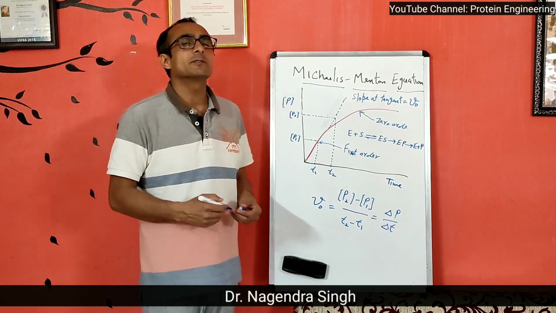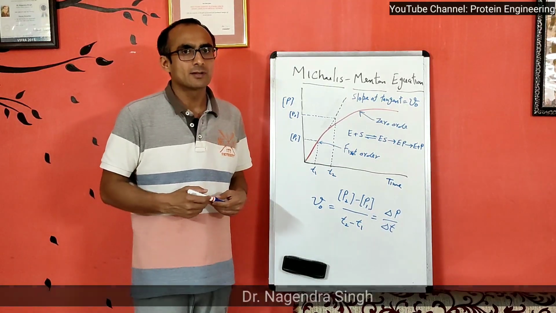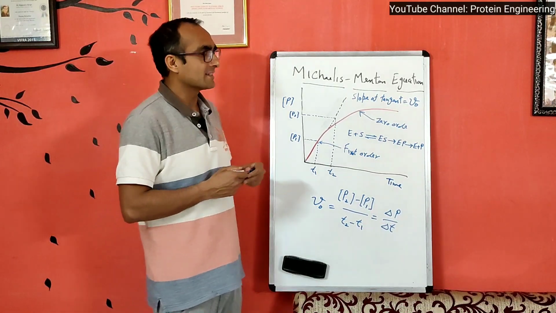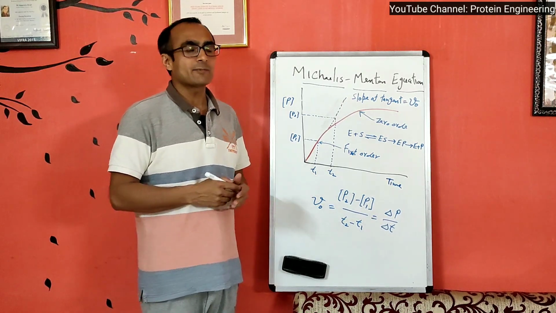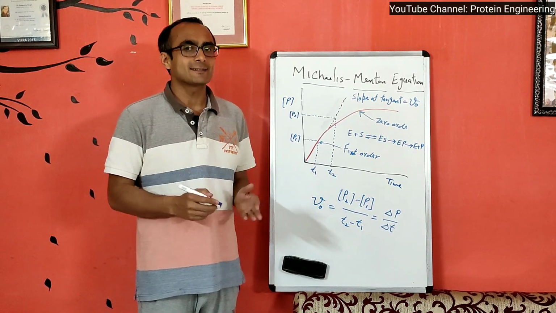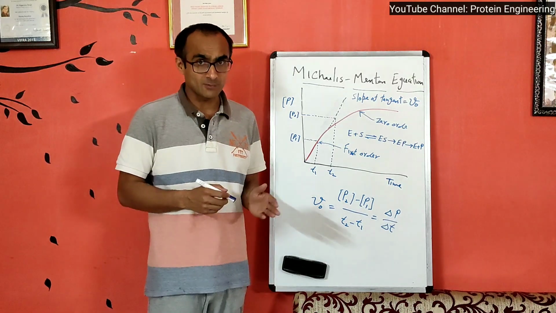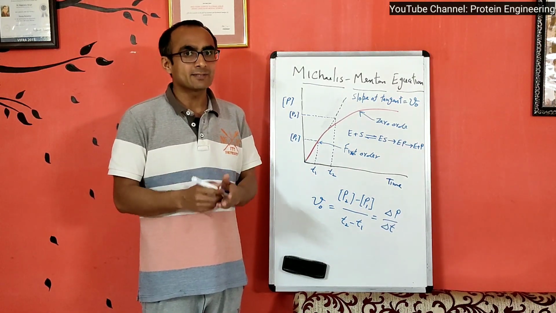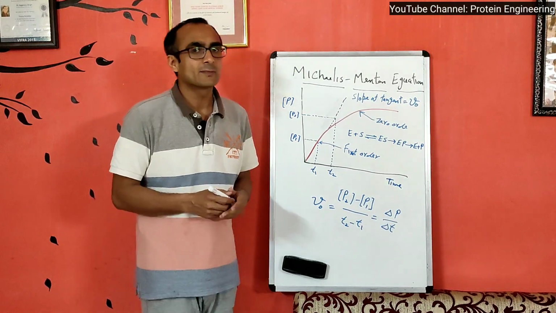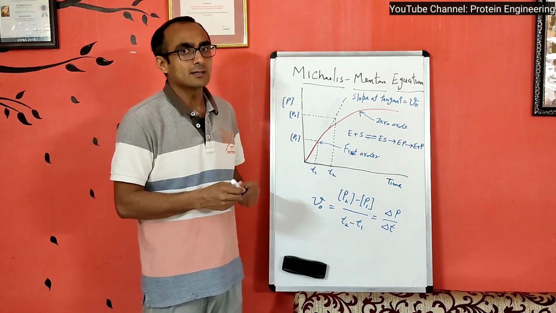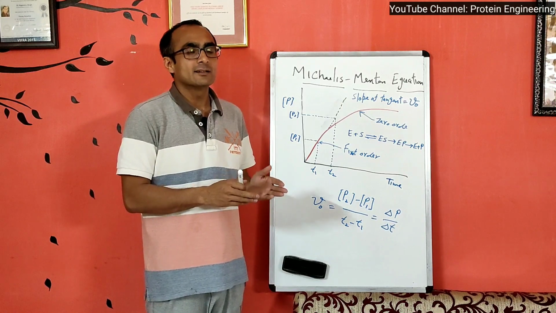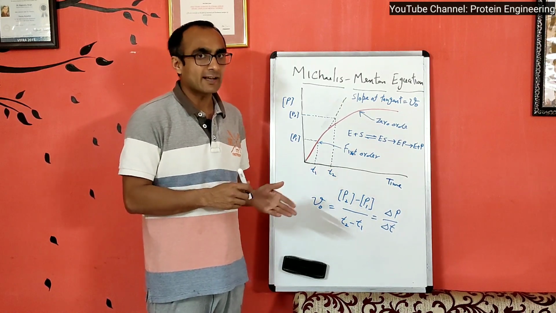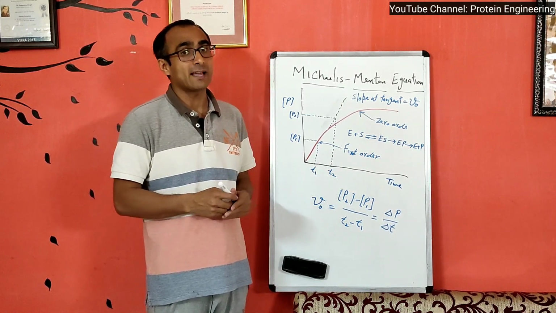Hello everyone, today we will talk about the Michaelis-Menten equation. Before that, we should understand that in any enzyme catalyzed reaction, the first step is formation of the enzyme substrate complex. A substrate binds to the active site of the enzyme, and in turn the enzyme stabilizes the transition state intermediate of the reaction.